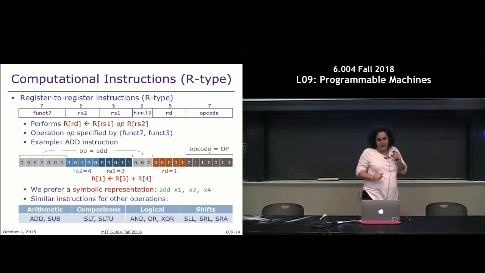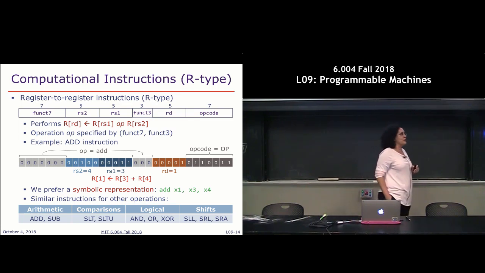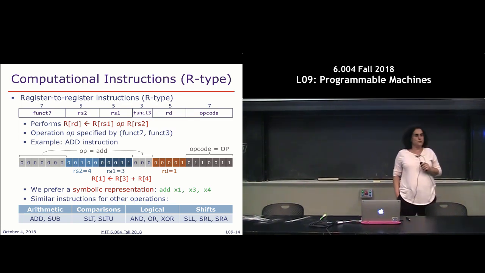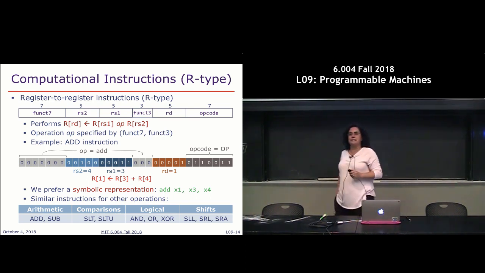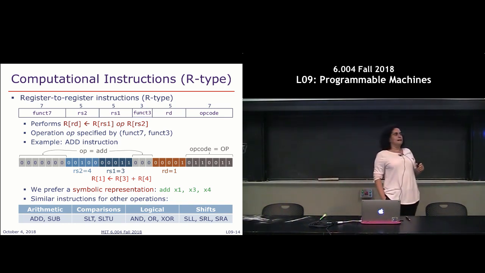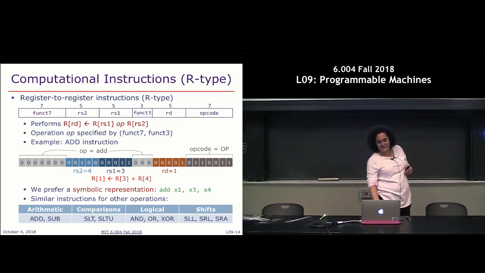All right. So, as we said, what this instruction is telling us to do is to add the contents of register R3 to R4 and store that into register R1. Okay? Now, instead of expressing it using this arrow notation here, it's easier for us to use a symbolic representation. And so we're going to be using something that looks like this to represent an instruction, which means add the contents of registers X3 to X4 and store that into X1.